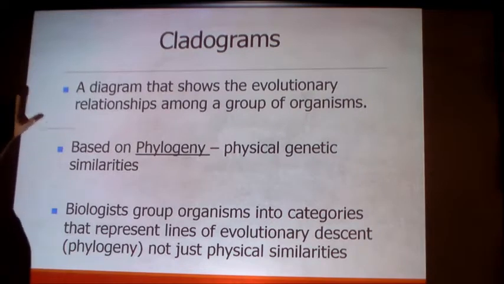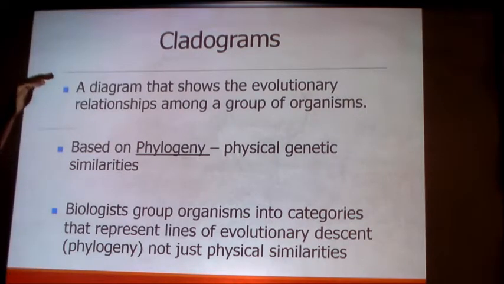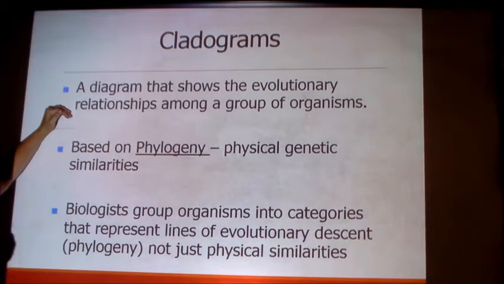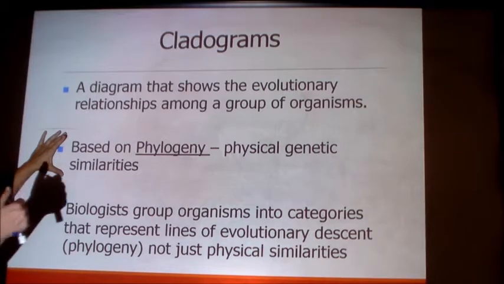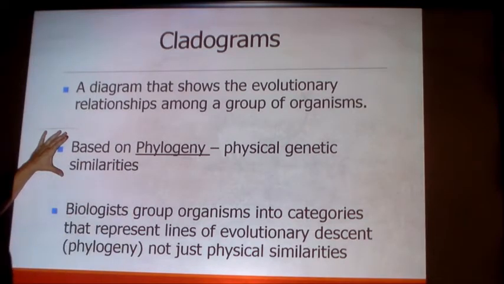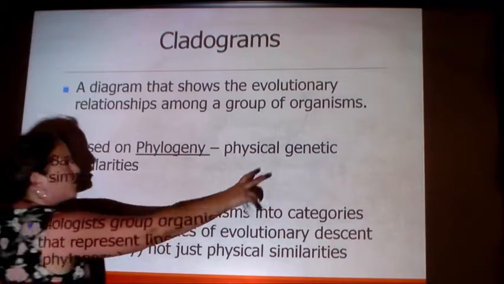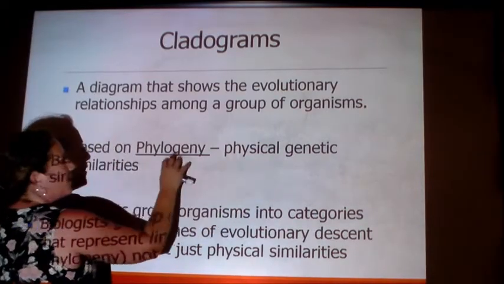Cladograms are diagrams that show you the evolutionary relationships among a group of organisms. It's based on phylogeny. They're physical genetic similarities. The presence of hair or the presence of bones. You get hair and bones based on your genetic code. So if that's similar, we're going to group you together.